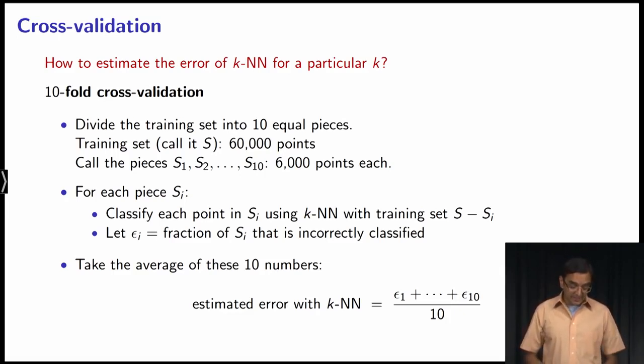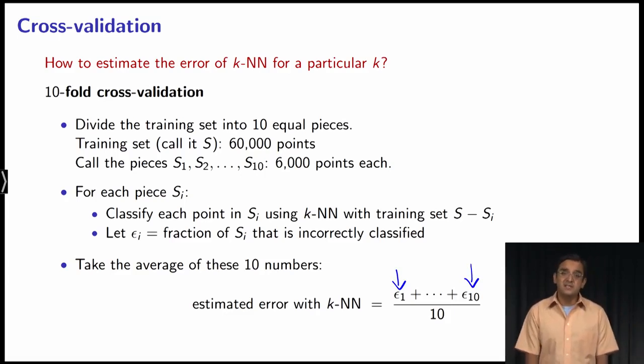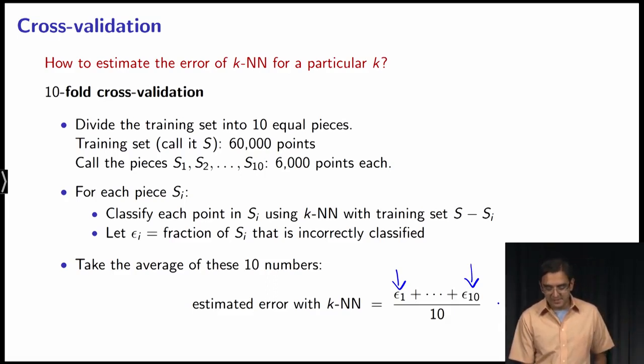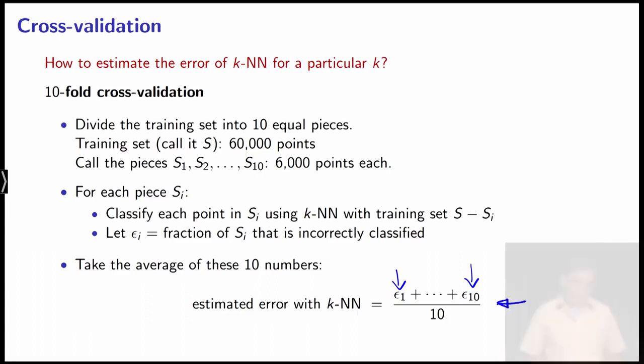Once we've done this for each of these pieces, we have these 10 error rates, epsilon 1 through epsilon 10. Each of these individually is a fairly decent estimate of the error rate of k nearest neighbor. To get an even better estimate, we average the 10 of them. And so this is our final estimate of the error of k nearest neighbor for a specific value of k.